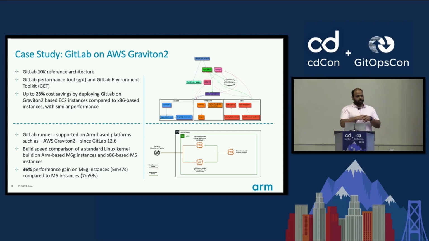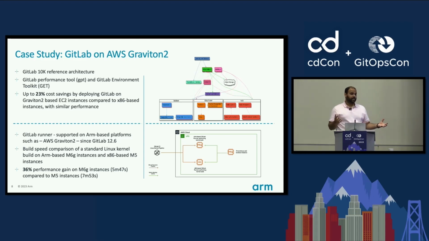The second part of that: you have deployed your GitLab server or components to support it, but you can't do anything if you don't have a runner to build your applications. So GitLab Runner has been supported on AWS Graviton 2 or ARM-based platforms since 12.6. I don't know what the current version is, but it's been a while. So what we did was we took Linux kernel source code, and we built it on those runners. We had a pipeline, and the GitLab folks helped us out with this.